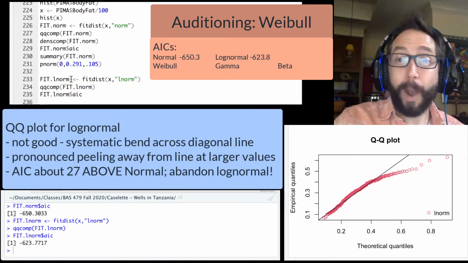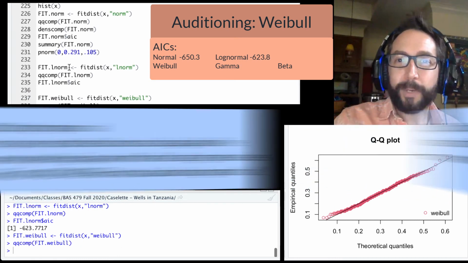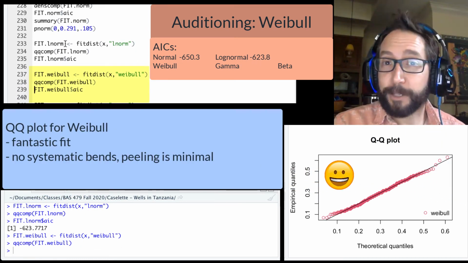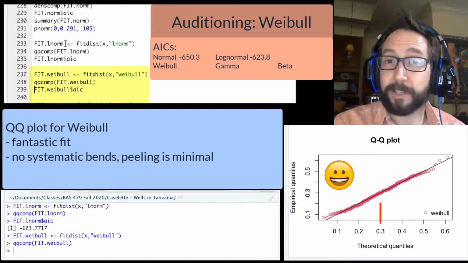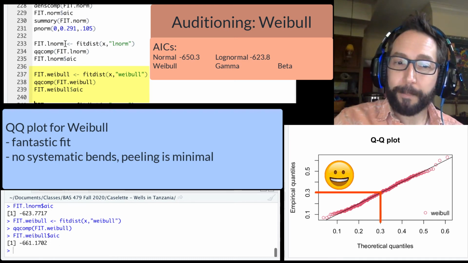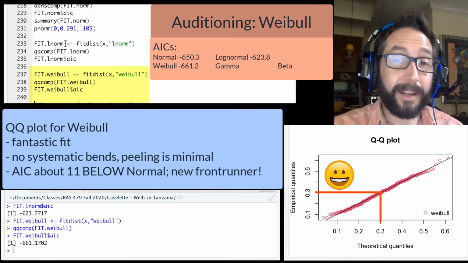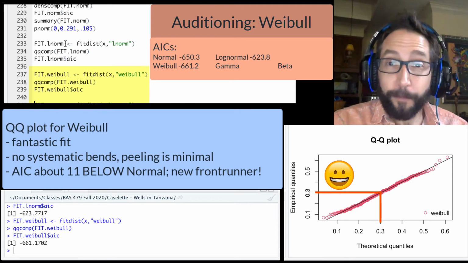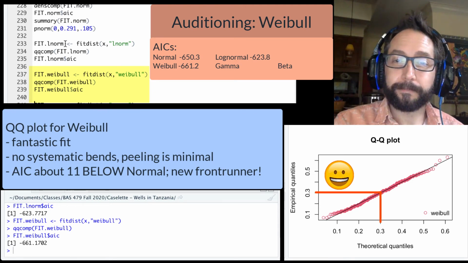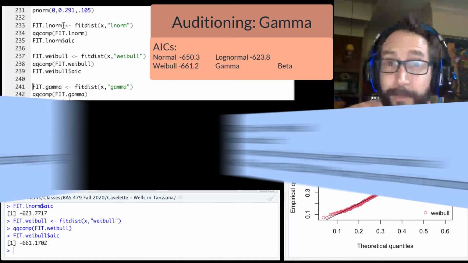All right, well, what about the Weibull? We can fit it to a Weibull. We can look at its QQ plot, and that looks pretty darn good. The values we see in the data are matching up really closely with what the probability model suggests they should be. What about the AIC? Minus 650 is what we want to beat. Minus 661 is way below that. More than 4 below that, so we now have a clear preference for the Weibull. All right, well, the gamma distribution is something we can test out.